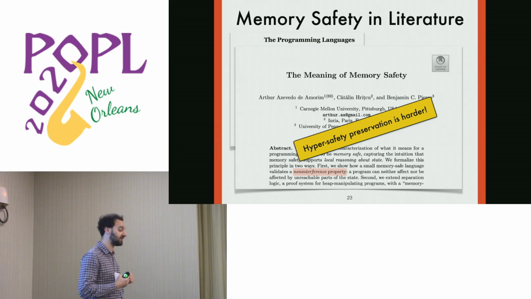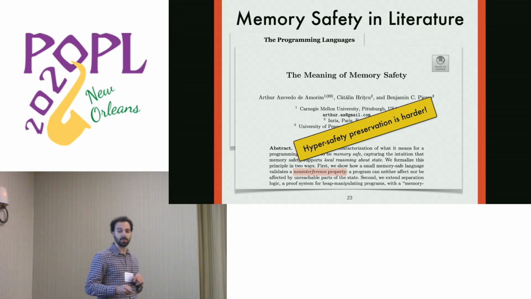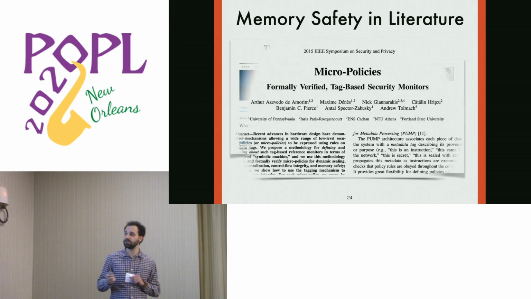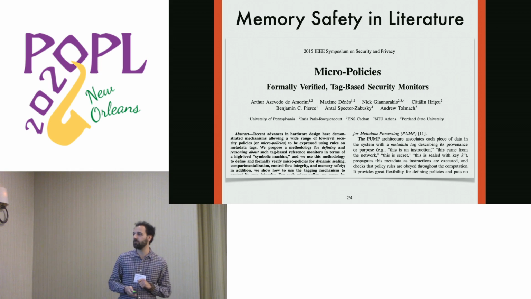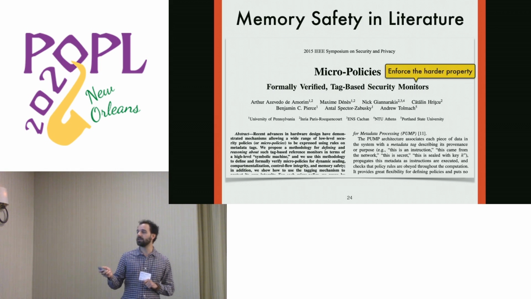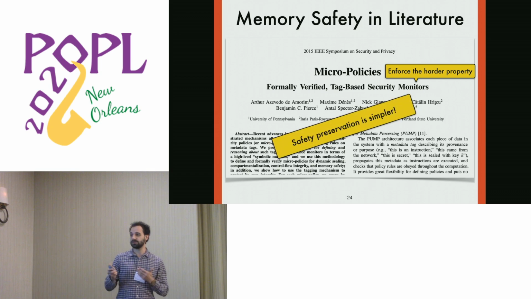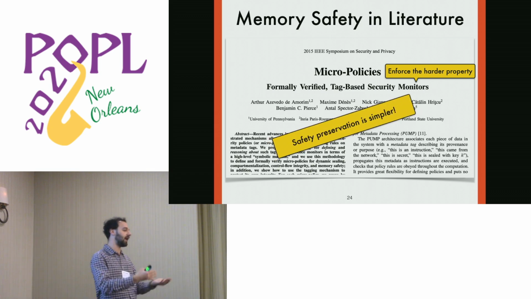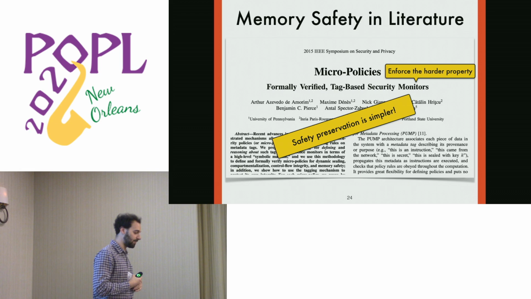Preserving hyper-safety properties is much harder. It's harder than preserving simpler properties. This other paper inspired us to look at a simpler definition. These are micropolicies, formally verified tag-based security monitors. In particular, one of the monitors described in this paper enforces the non-interference-like property that we saw in the previous work. Since safety preservation is simpler and implies and enforces the non-interference, the harder property, this is the definition that we picked for our compilers.